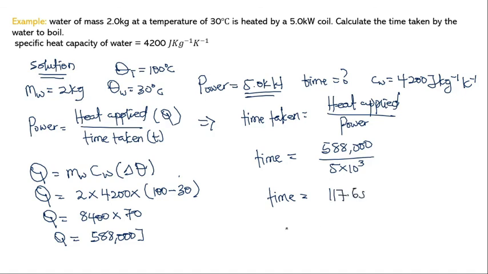117.6 seconds. Okay, then for convenience's sake, if we convert the time from seconds to minutes, we divide this by 60, and then we get 1.96 minutes as the time taken for the 5 kilowatt core to boil 2 kilograms of water at 30 degrees Celsius to 100 degrees Celsius.